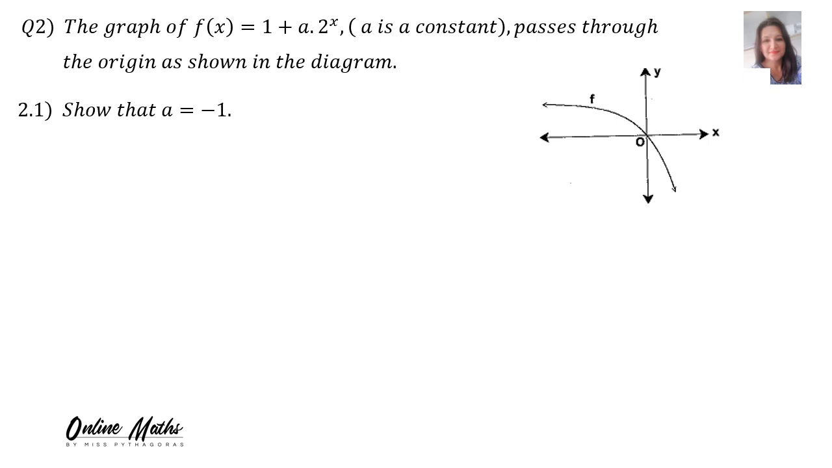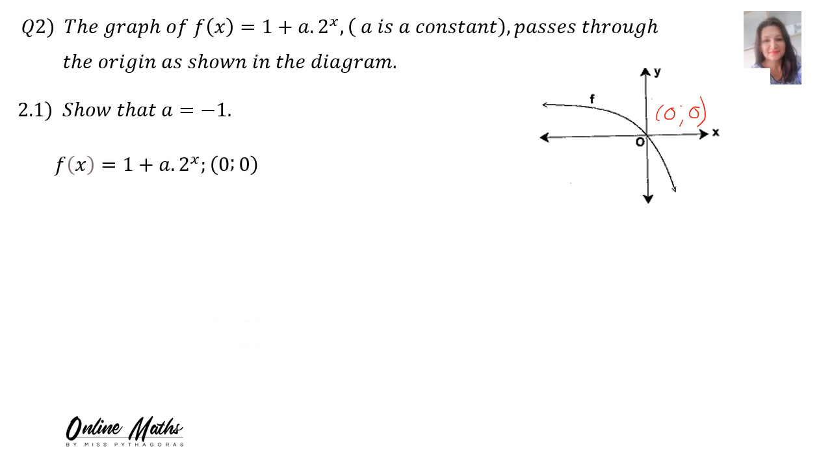Question 2. The graph of f of x is equal to 1 plus a times 2 to the x, where a is a constant, passes through the origin as shown in the diagram. And remember, the origin's coordinate is the point (0, 0). 2.1. Show that a's value is equal to negative 1.